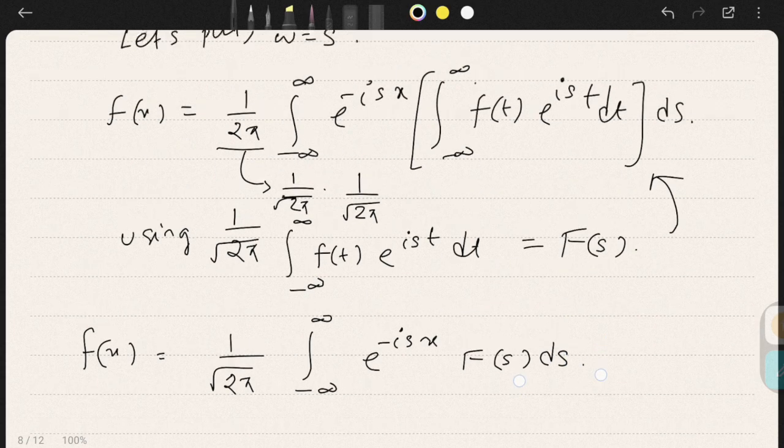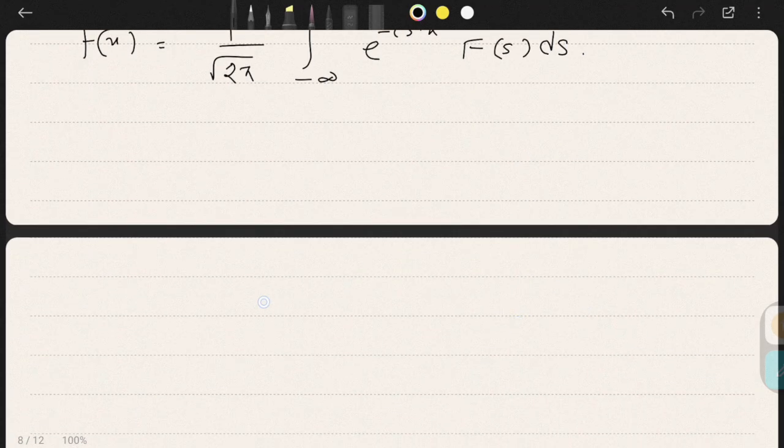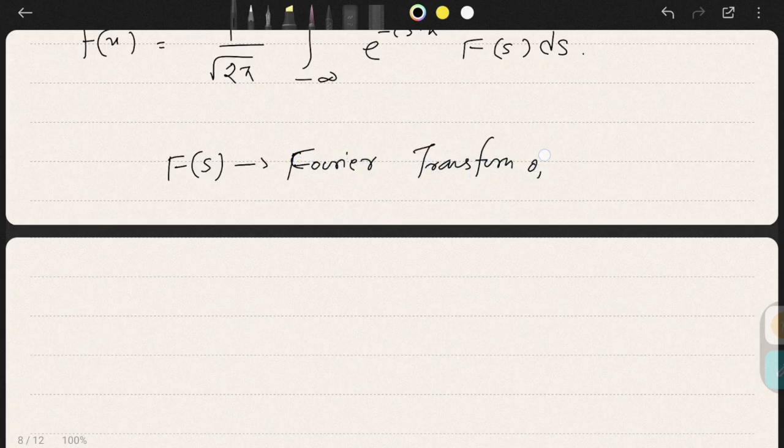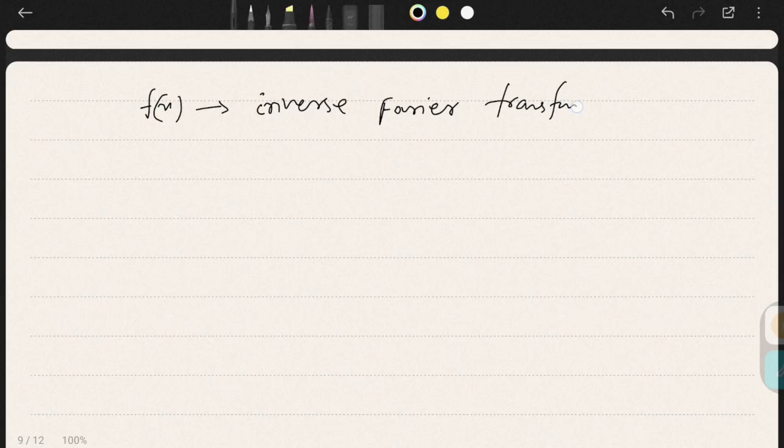Okay, where F(s), this F(s) is called the Fourier transform of f(x) or f(t), whatever. And f(x) is called the inverse Fourier transform of F(s).